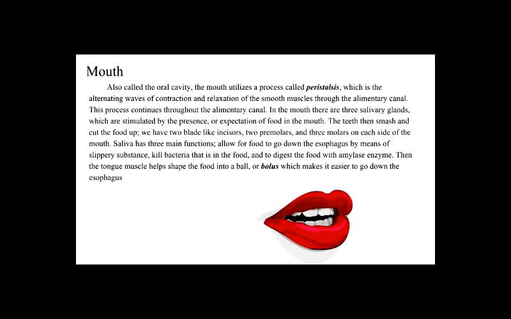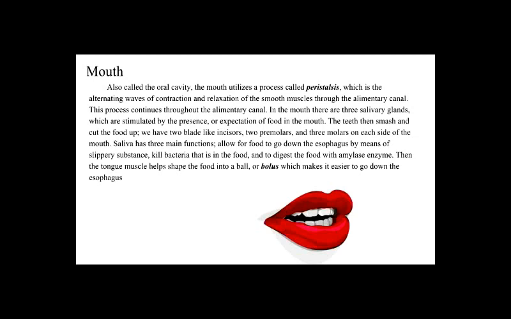We have three different types of teeth. We have two blade-like incisors, two premolars, and three molars. So that's on each side of our mouth. So in total, we have four blade-like incisors, four premolars, and six molars for our entire mouth.